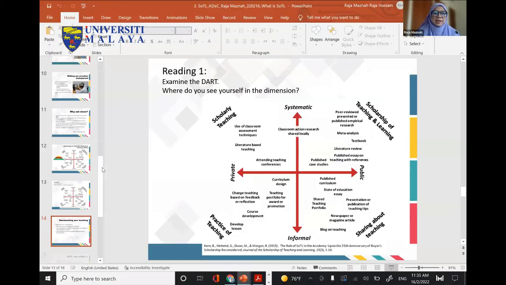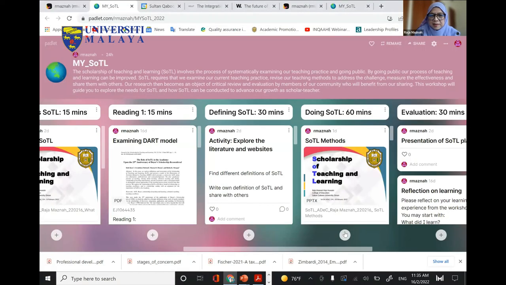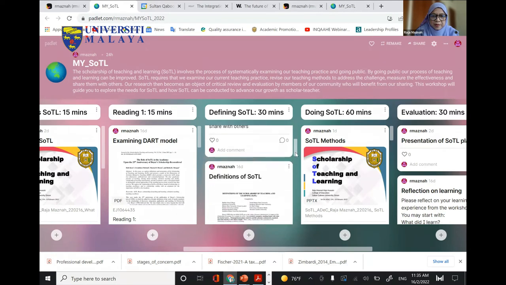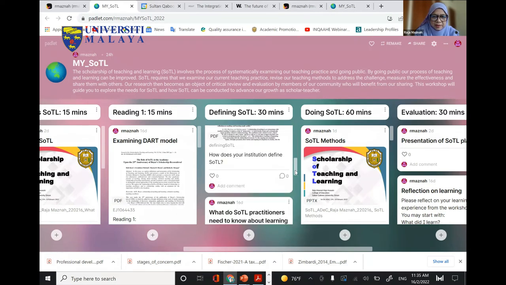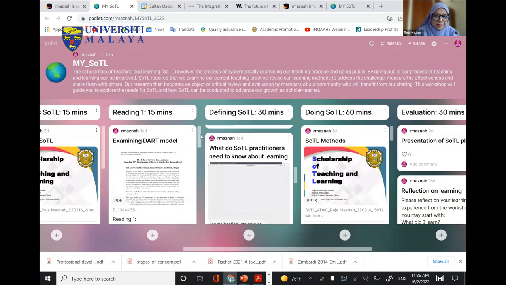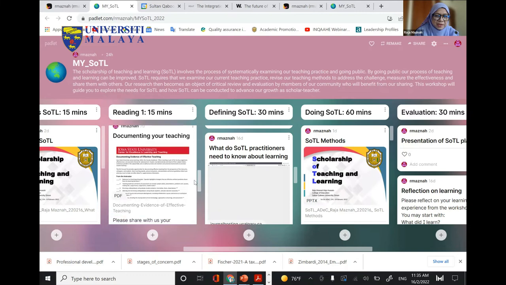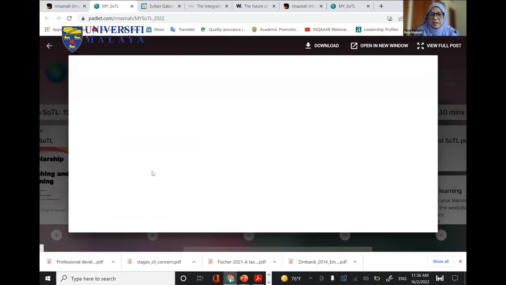So this, you will find the dimensions in the Padlet. So it is, or documenting. Under here, sorry. It's under here, documenting your teaching. If you can take a look at it.